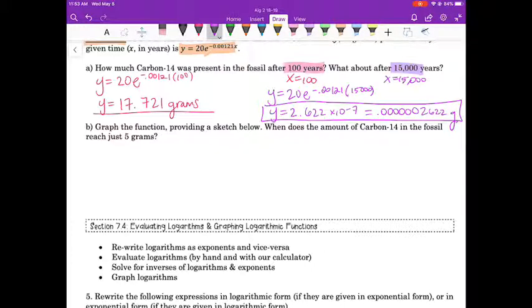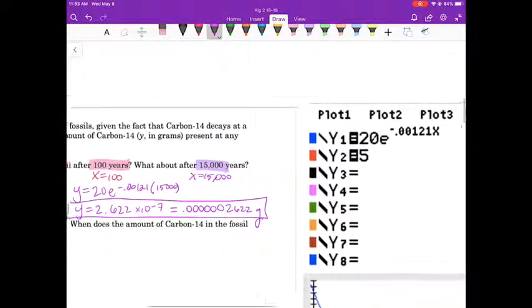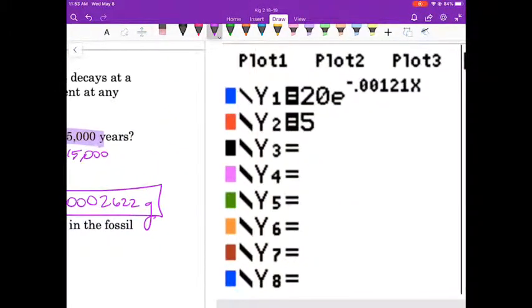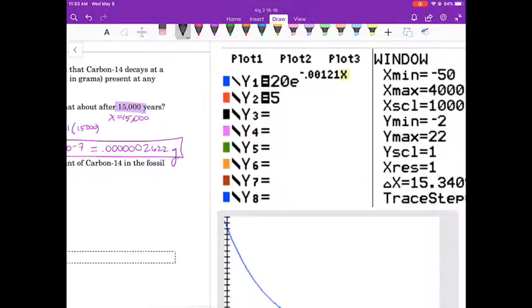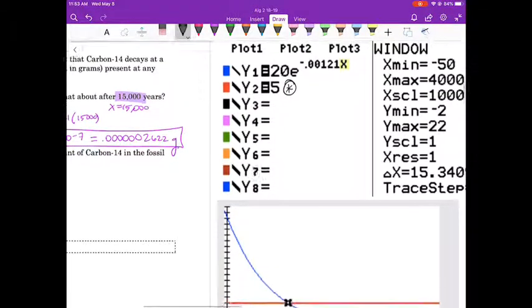We want to know, when does the amount of carbon-14 in the fossil reach just 5 grams? Well, in order to do that, we are going to go to our y equals, and we're going to let y1 be that function with our x still in there. So y equals 20e to the negative 0.00121x. Make sure that you've got your negative sign and not a minus sign. And then we want to know when it's equal to just 5 grams. Well, that's a value for y. So what we do is we plug in y2 equals 5, and we are going to use our second trace feature.